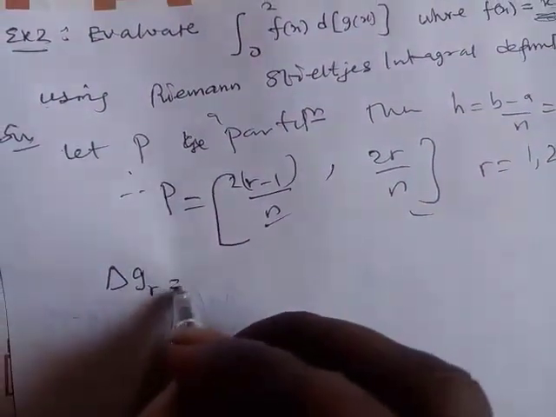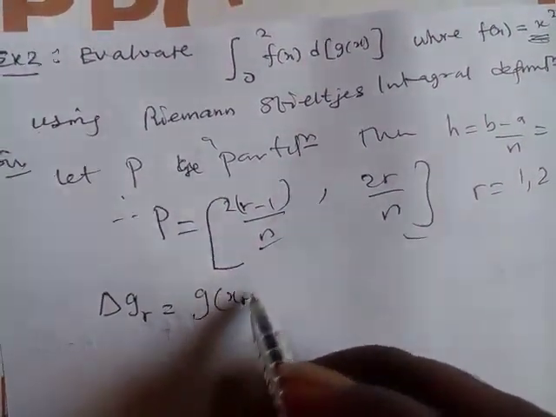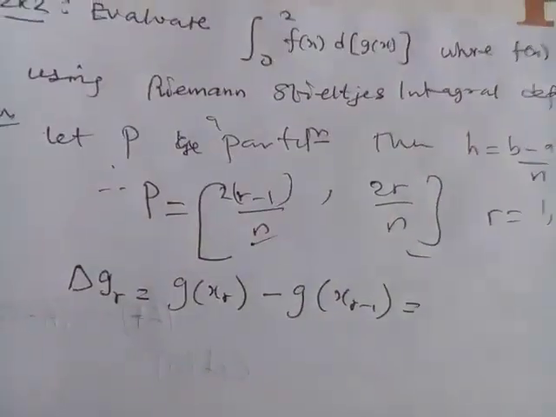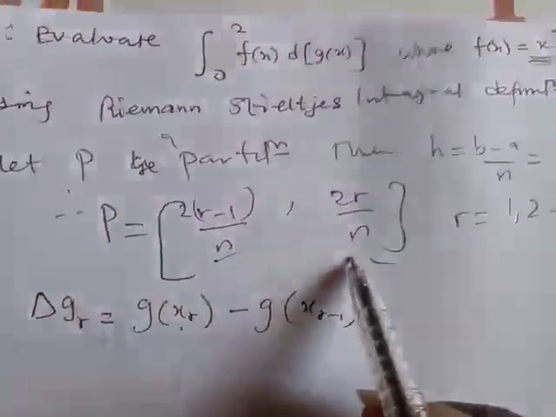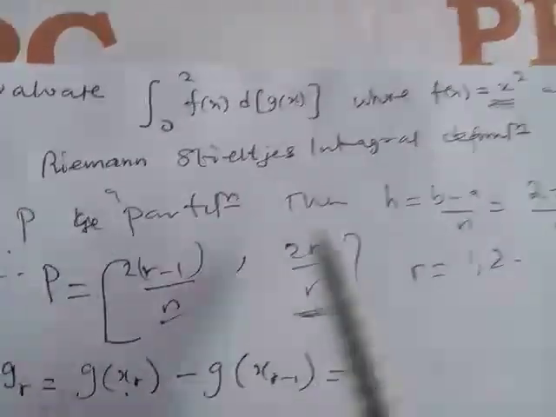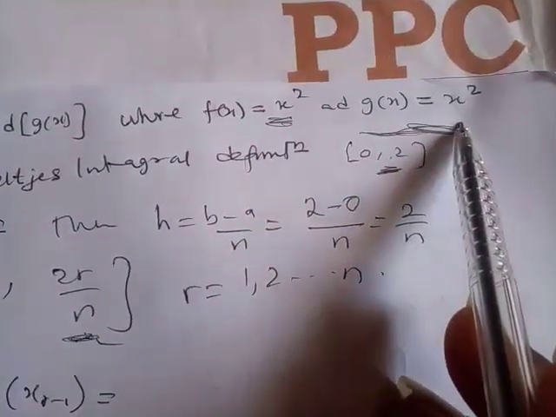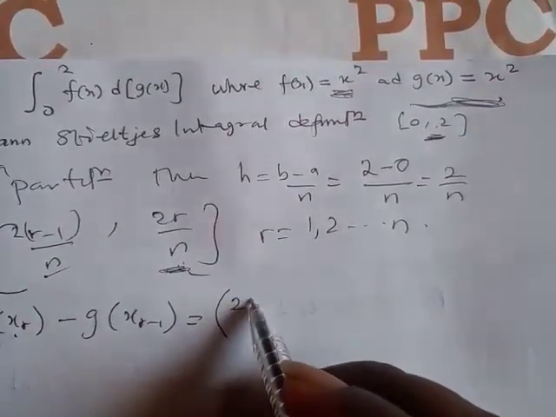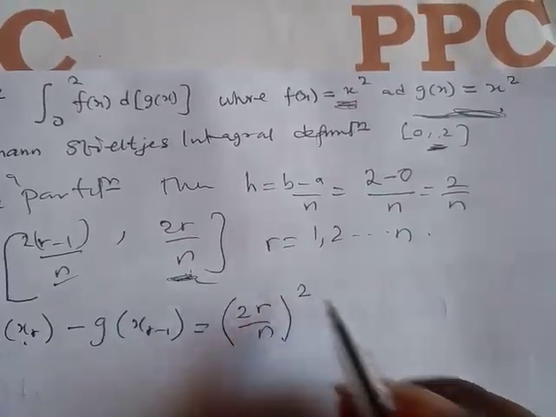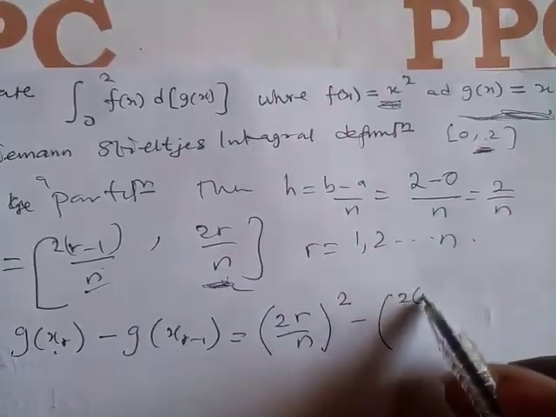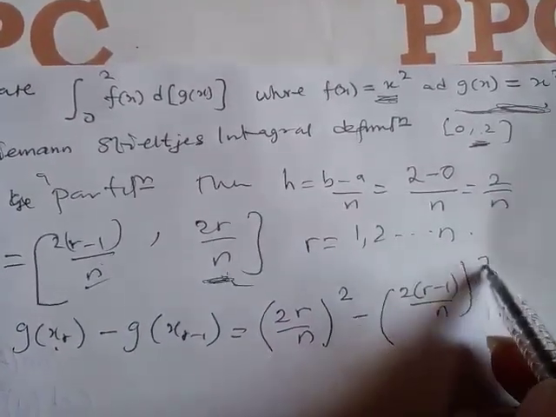Now the next thing is we need to get our delta g_R, which is s_R minus s_R minus 1. This one, s_R is the supremum here. This is our s_R. So anywhere we see x inside g, we put this thing there. So that is 2R over N, but there is a square on top of that, minus, this is our s_R minus 1, 2R minus 1 over N, all squared.